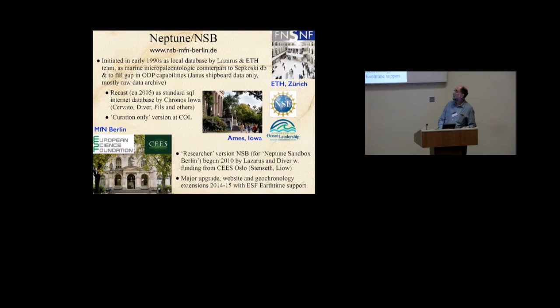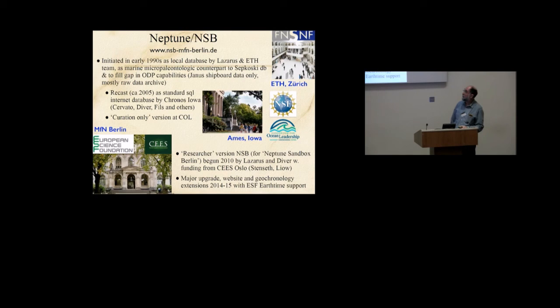Okay, this is a complicated slide, and it's meant simply to show that it has a complex history. It started out as a project in the early 1990s at the ETH in Zurich. A whole group of micropaleontologists there worked on this, and it was inspired by the Sapkowski database at that time, and the goal was really to develop a tool for doing paleobiological research, particularly paleodiversity studies.